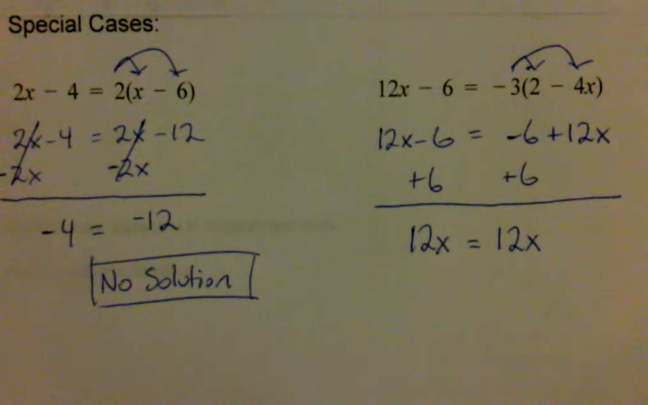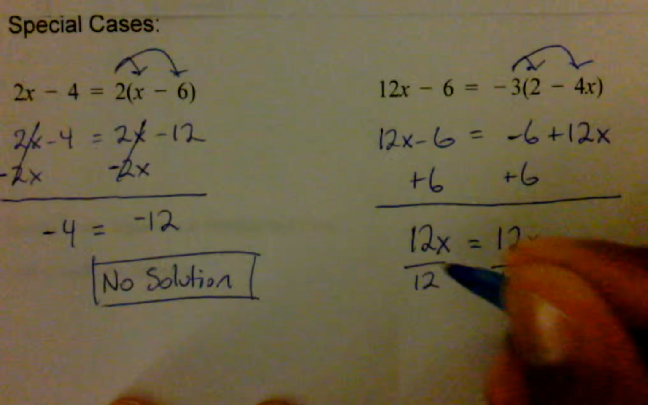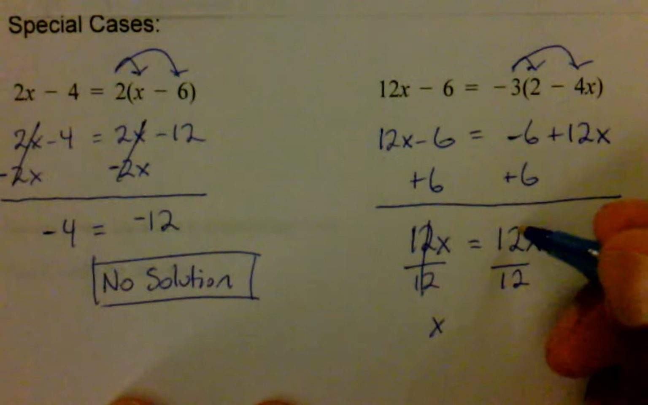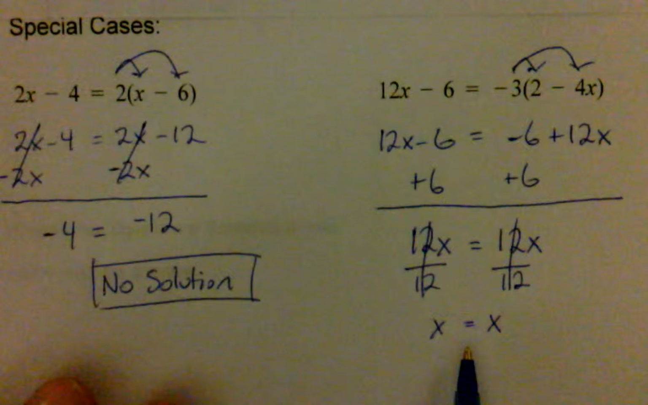Well, I need to solve for x. If I divide both sides by 12, 12 divided by 12 is 1, and 1 times x is x. I get x equals x. And yes, that is a true statement. What this means is that I can plug in 1 for x and I have 1 equals 1. I can plug in 4 for x and I get 4 equals 4. I can plug in pi for x and I get pi equals pi. So I have infinitely many solutions that I can plug in for x.